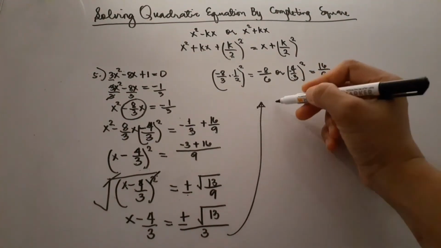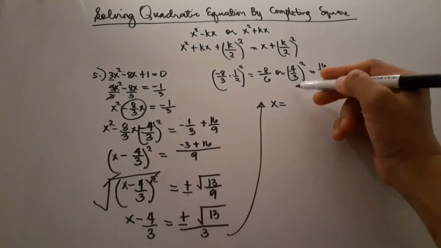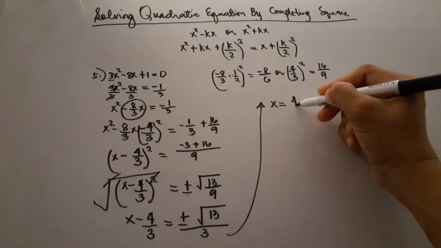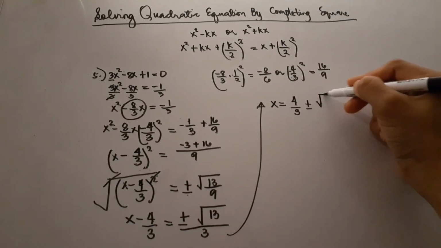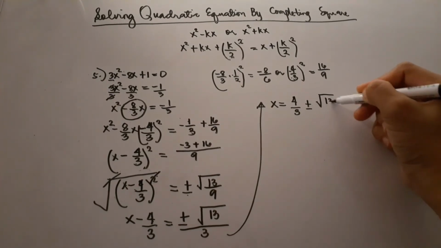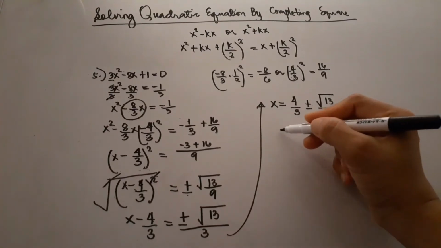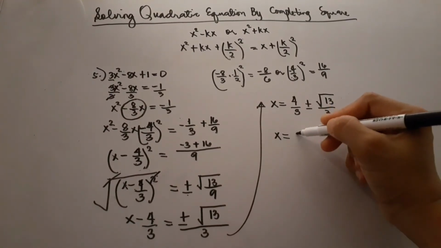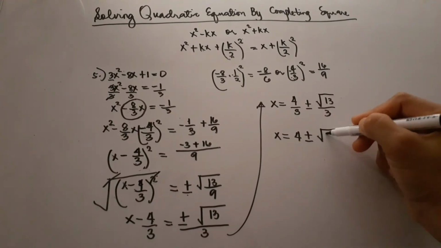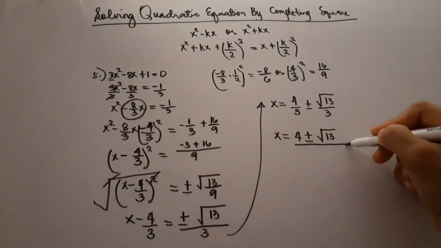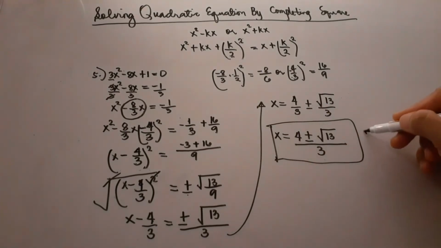And then we isolate the constant term, which is -4 over 3. We can add 4/3 to both sides. Therefore, x is equal to 4 over 3 ± the square root of 13 over 3. Therefore, our answer is (4 ± the square root of 13) over 3. And this is the answer.